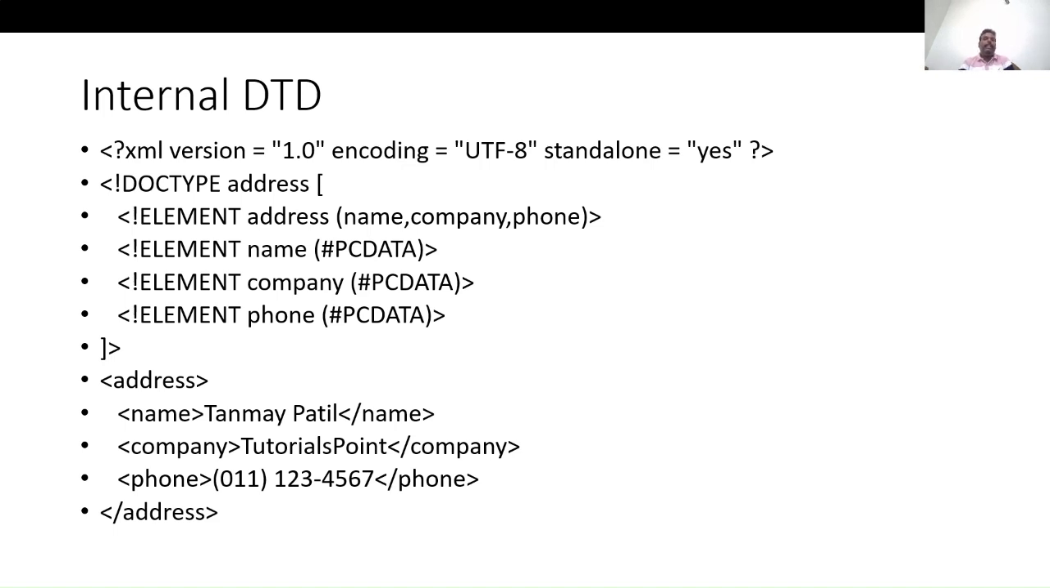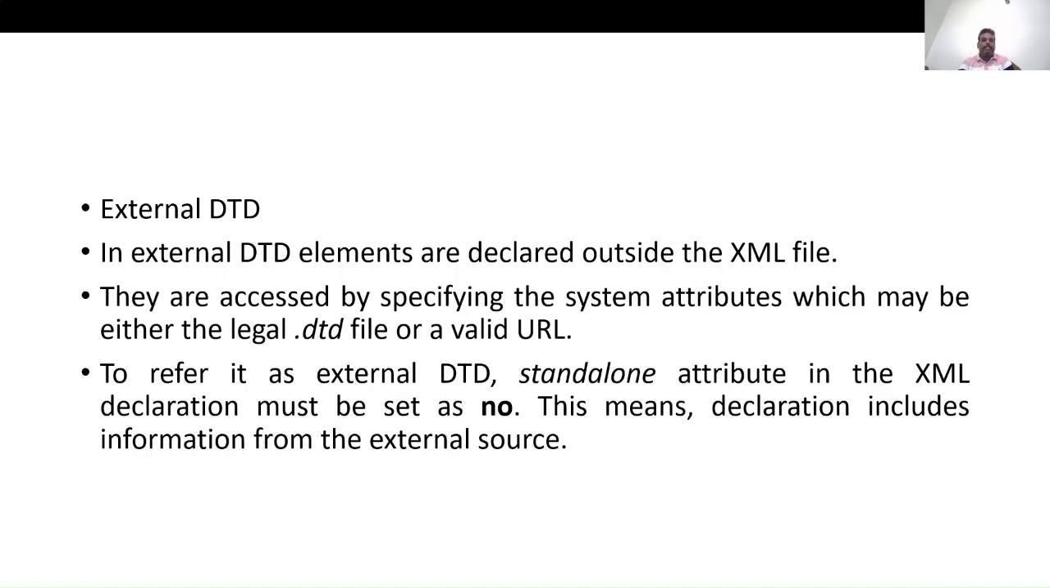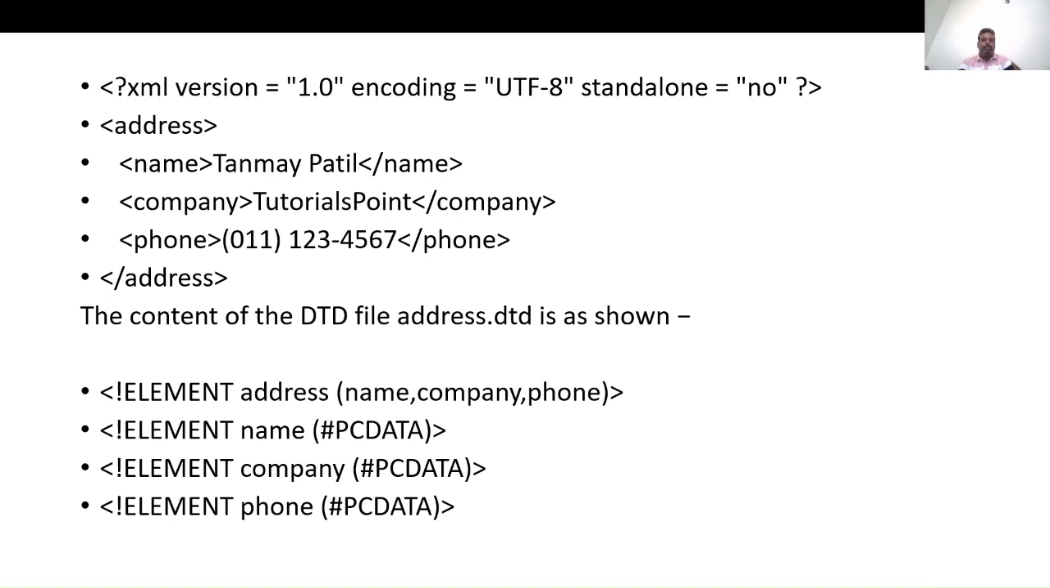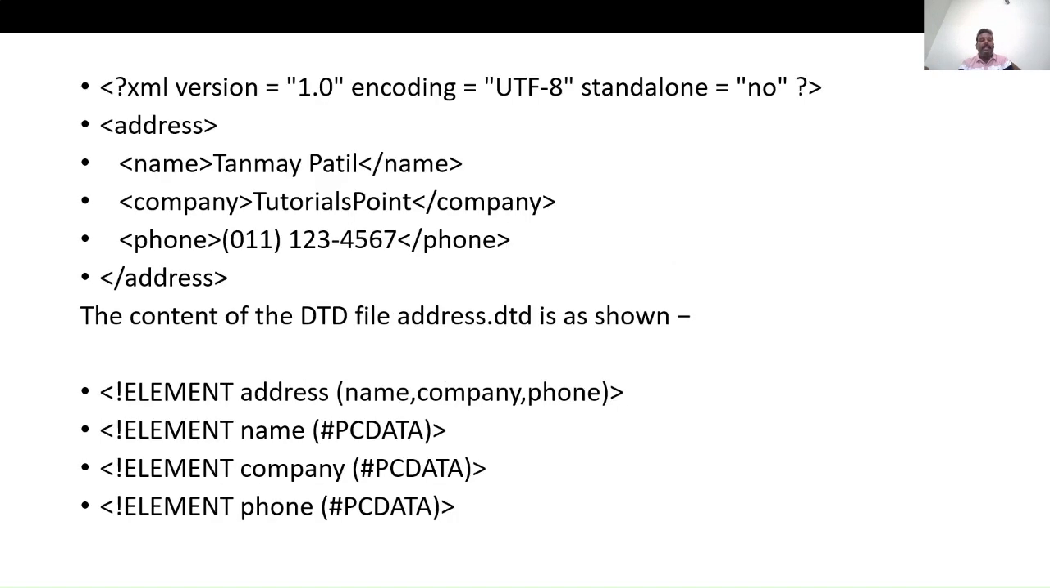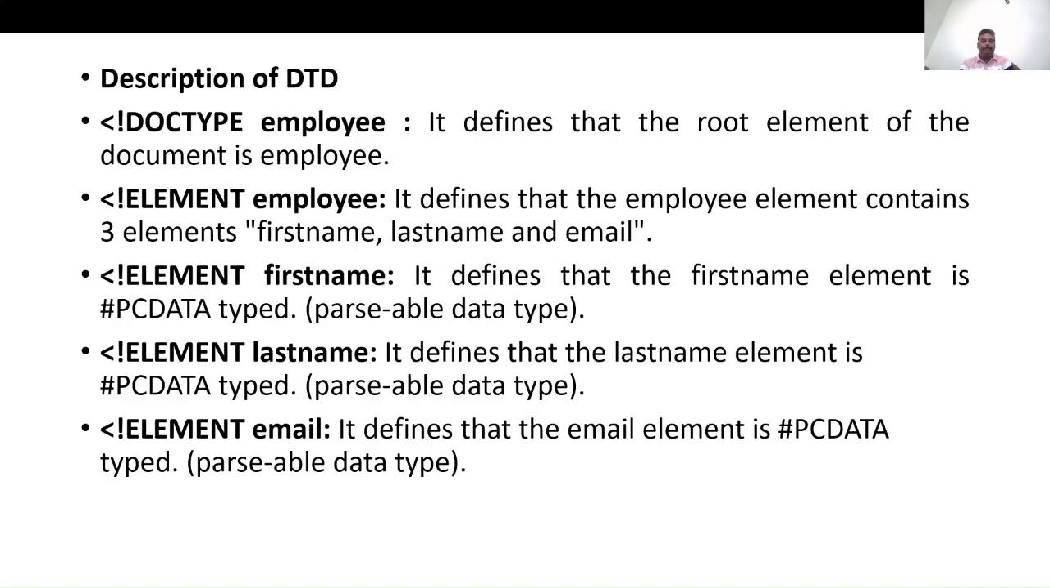So this is internal DTD, and this is external DTD. We are going to embed the DTD file from an external source, that is external DTD, and this is internal. If the DTD part and the XML part are in the same file, then it is internal DTD. Similarly, if we have the XML file in one source and its corresponding DTD file in some other source, then it is external DTD.